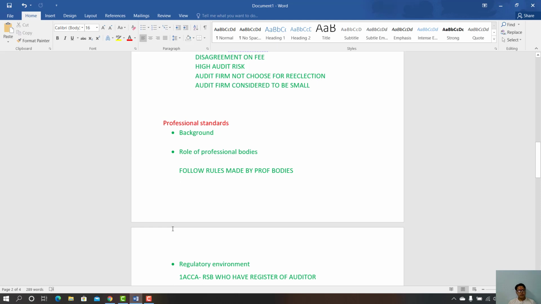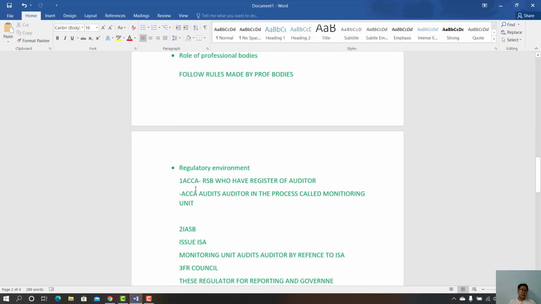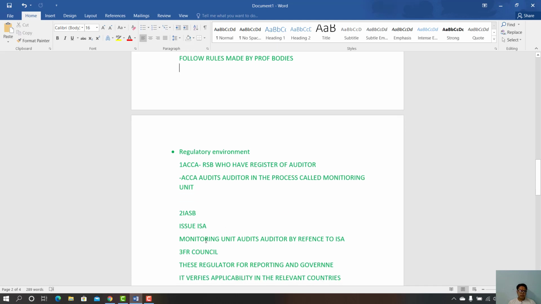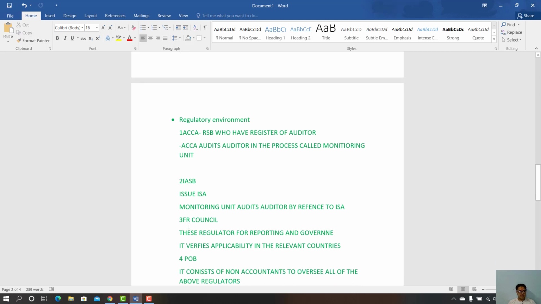So let's move to the next, regulatory environment. The sources of regulations are, first, ACCA. ACCA is a recognized supervisory body. We have a register of auditors. ACCA audits auditors in a process called monitoring. Second, the IAASB issues ISAs. The monitoring unit audits auditors by reference to ISAs.